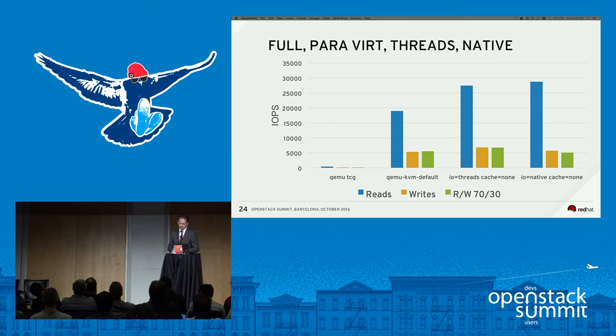Both the writes and the reads and writes were over 5,000. When we set the cache to none, the final two charts here, with the threads in native, you can see that there wasn't much of a performance difference, especially if we had factored error bars into these graphs. It would probably be a statistically insignificant difference.